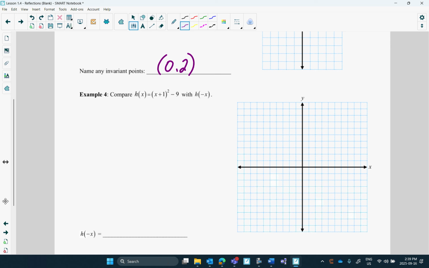Where's the vertex of this parabola? -1, -9, because it moves 1 left, 9 down. Make sure I'm counting correctly this time. 2, 3, 4. So that's h of x, the purple one.